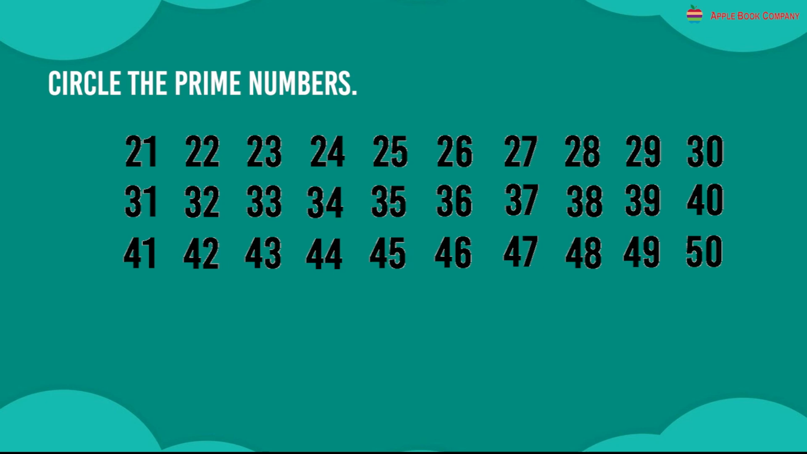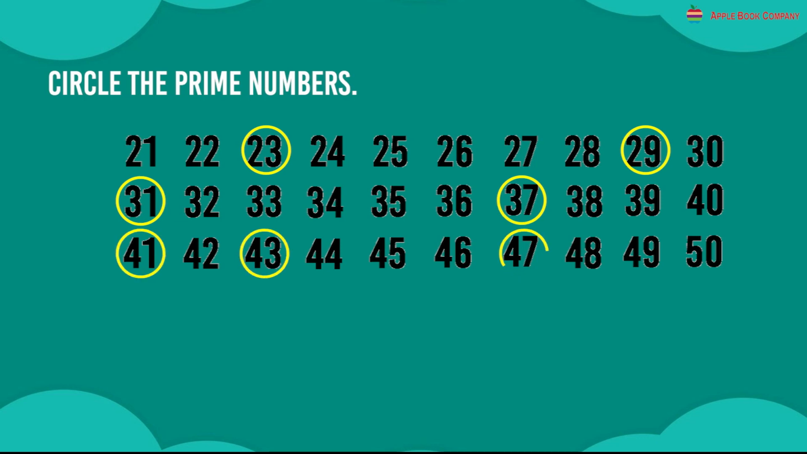Next one. Circle the prime numbers. To start off with, encircle the prime numbers. The prime numbers in this list are 23, 29, 31, 37, 41, 43, 47.